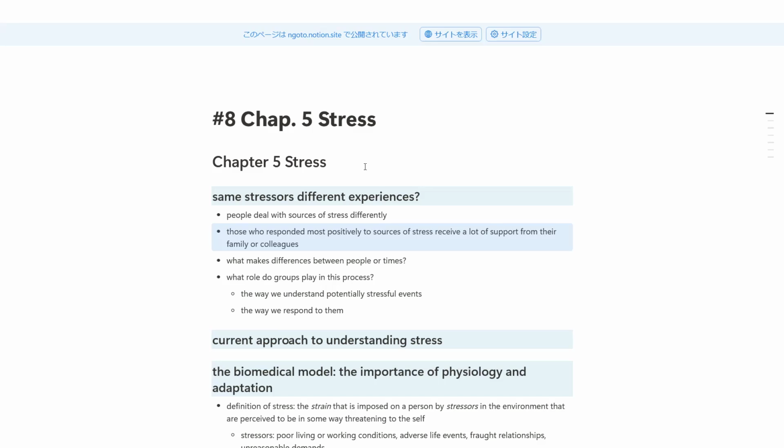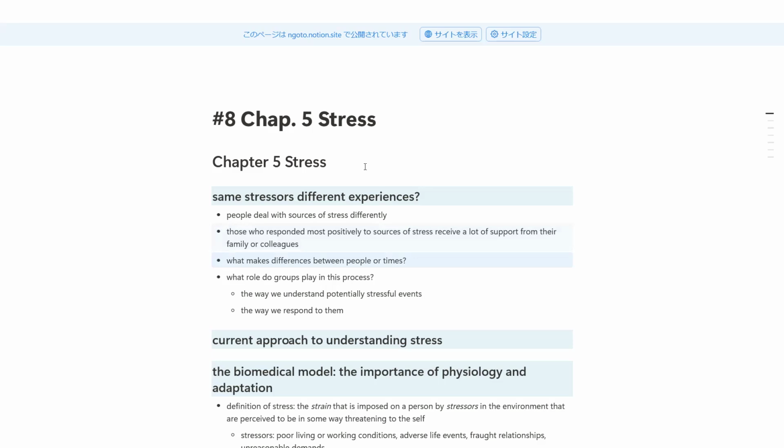Here, what I'm trying to say is that it's not about cause and effect. Those who respond to stress positively tend to be supported by others, or those who are supported by others tend to perceive stressors positively. But maybe there is a bi-directional relationship between how you perceive the stressor and how you are supported by others, right?